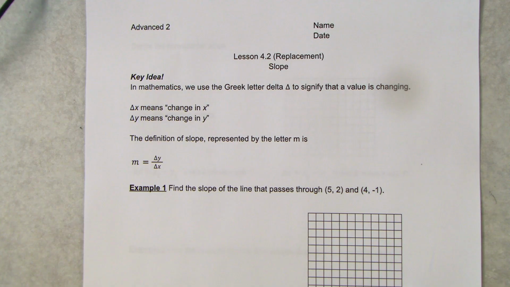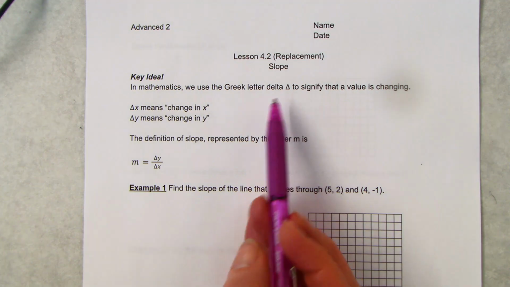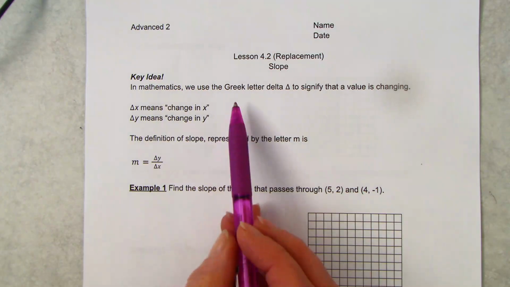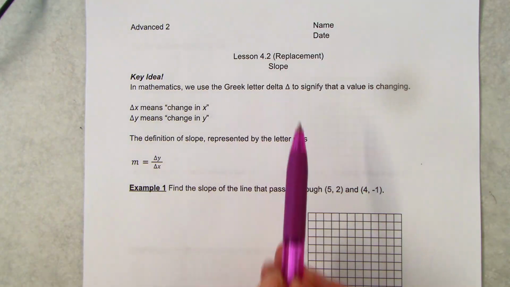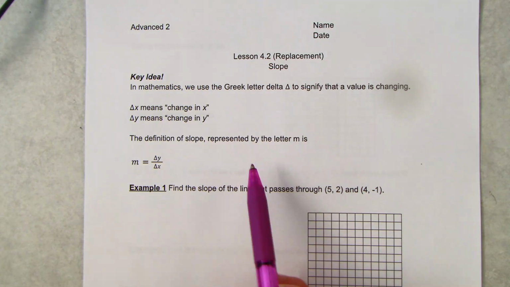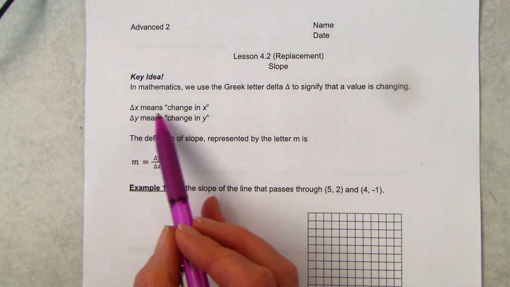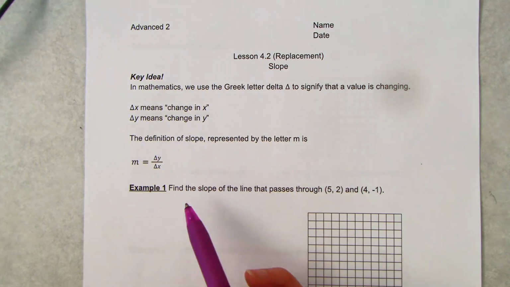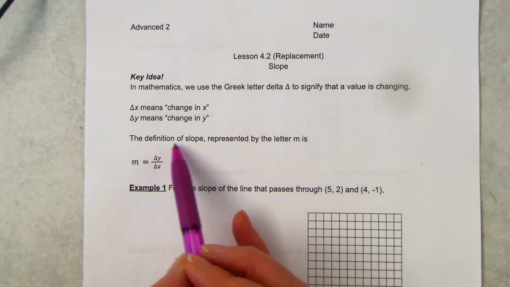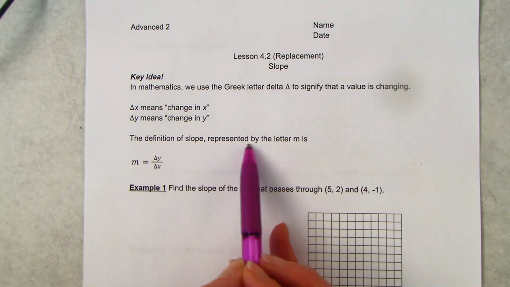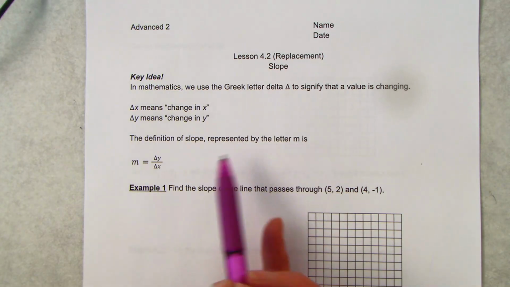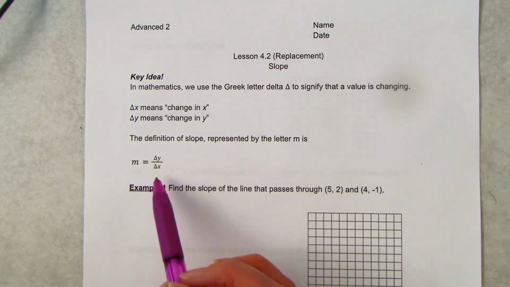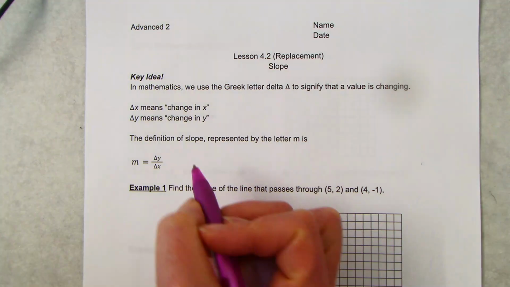These are the 4.2 notes on slope. The key idea in this set of notes is that in math, we can use the Greek letter delta to signify that a value is changing. Delta x means the change in x, and delta y means the change in y. And the definition of slope, represented by the letter m, is equal to the change in the y value over the change in the x value.